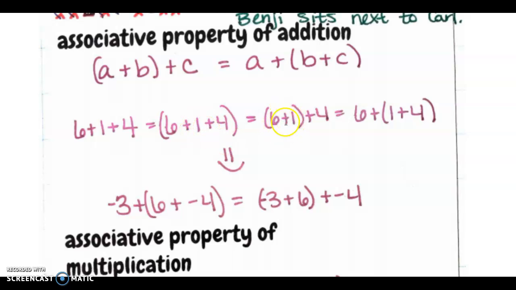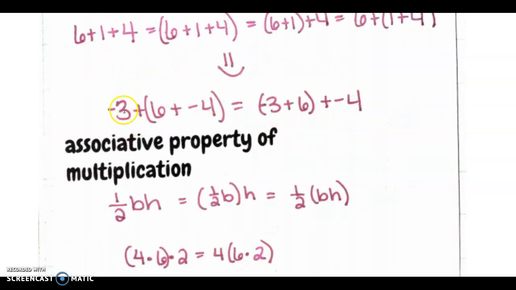You can group the 6 plus 1 and then leave the 4 out. You could group the 1 plus 4 and leave the 6 out. As long as you have 6 plus 1 plus 4, it's the same. As long as it's in the same order, you can regroup by rewriting or adding or taking out the grouping symbols, which is parentheses or brackets. And then that way you're using the associative property.